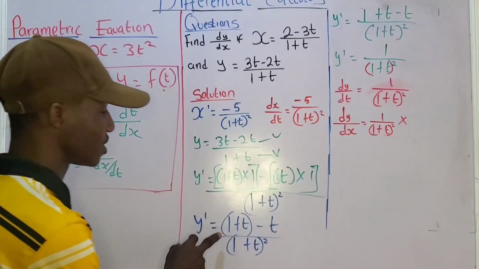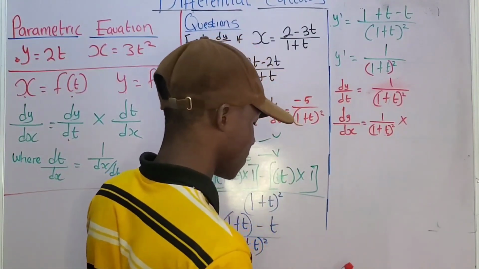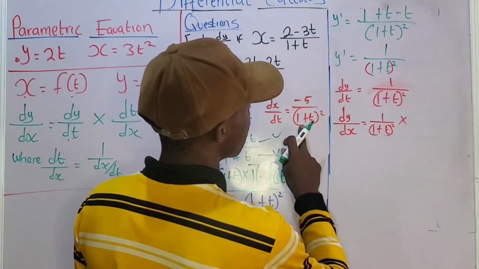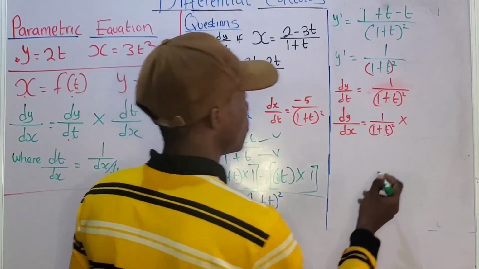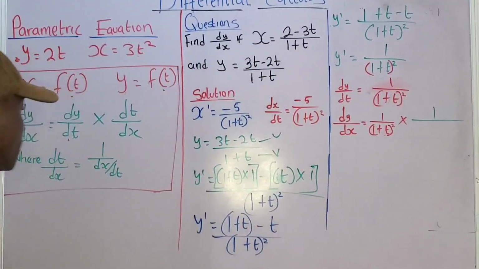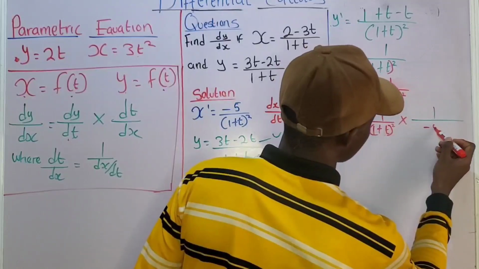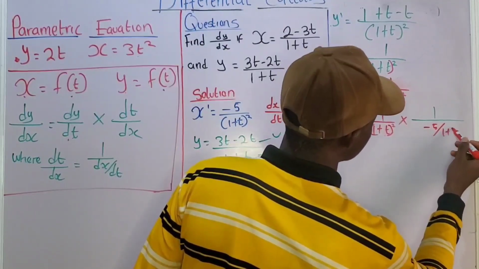And dx dt is what? dx dt is 1 minus 5 all over 1 plus t squared. So dt dx will be 1 all over, just like what we have here, 1 over dx dt. That will be 1 all over minus 5 all over 1 plus t squared.